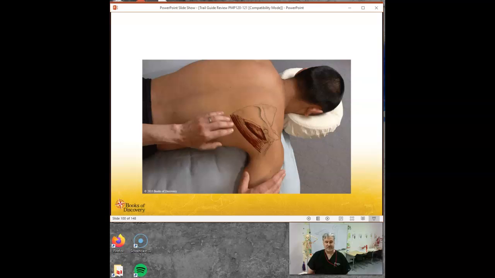What are these two muscles? Teres major, teres minor. Yes, which one's on top? Teres minor. Yes, and even though they're together, they don't work together. One's going to the back of the shoulder, and one's going to the front. They're going to turn the arm different ways.